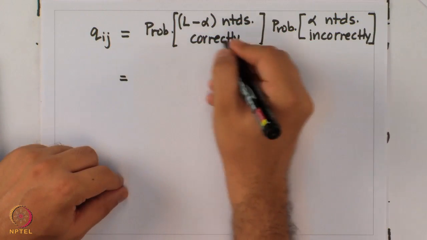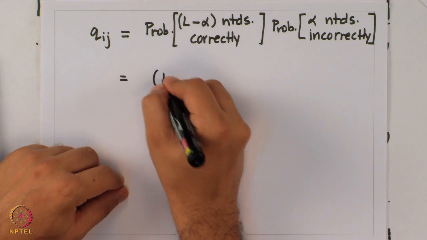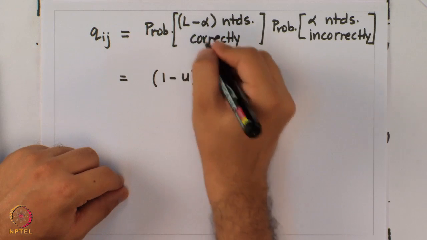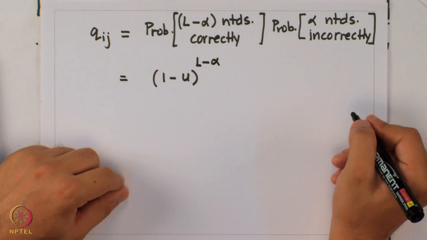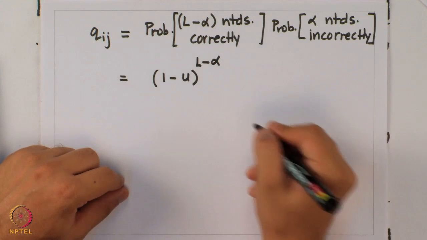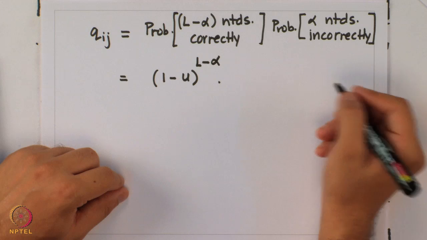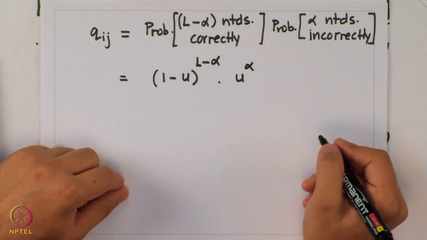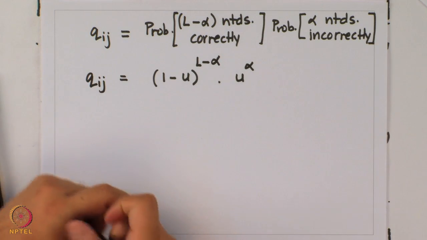Okay. So L minus alpha nucleotides need to be copied correctly. The probability that one nucleotide is copied correctly is 1 minus u. The probability that L minus alpha are copied correctly will be 1 minus u raised to the power L minus alpha, and the probability that alpha nucleotides are incorrectly copied would just be u to the power alpha. Right? That is the expression that we have for Qij.